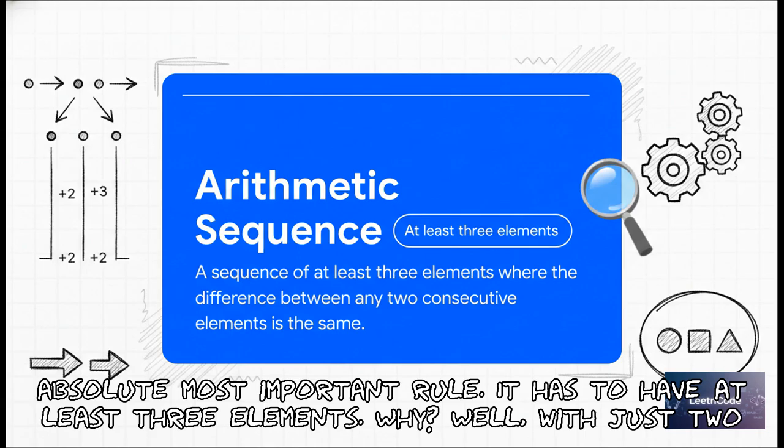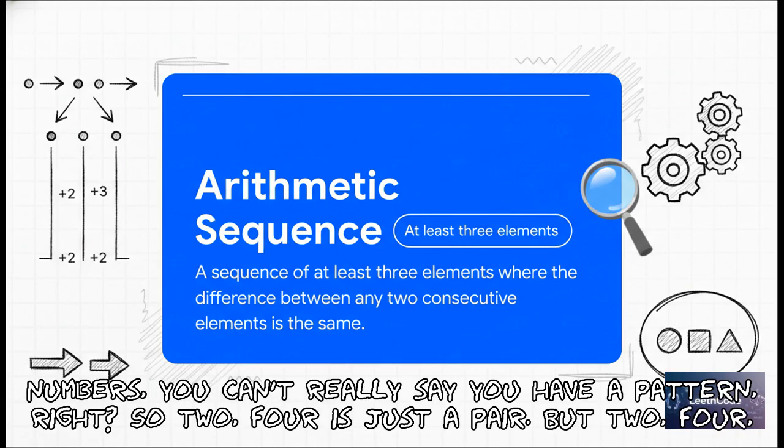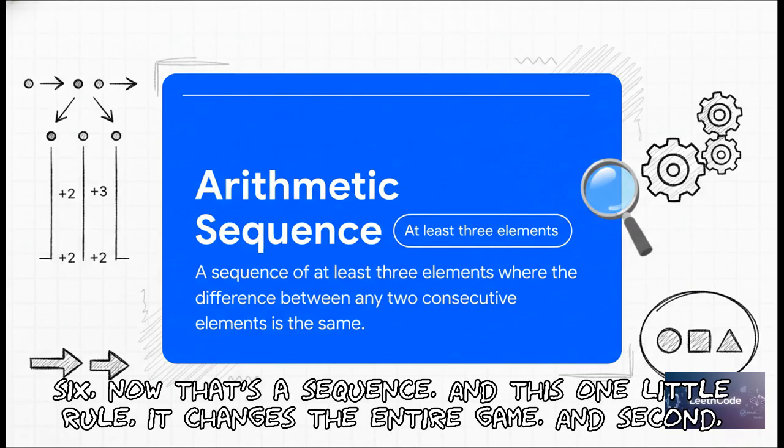Why? Well, with just 2 numbers, you can't really say you have a pattern, right? So 2, 4 is just a pair. But 2, 4, 6, now that's a sequence. And this one little rule, it changes the entire game.